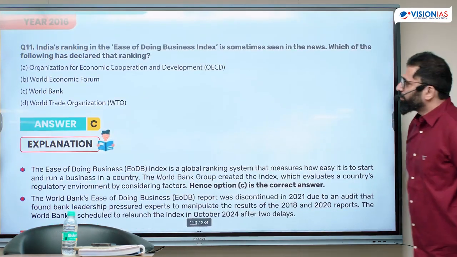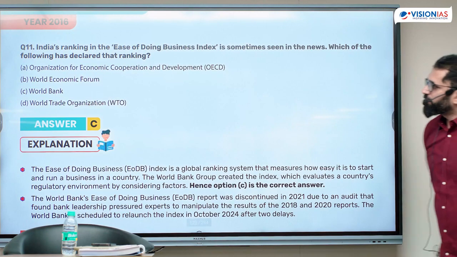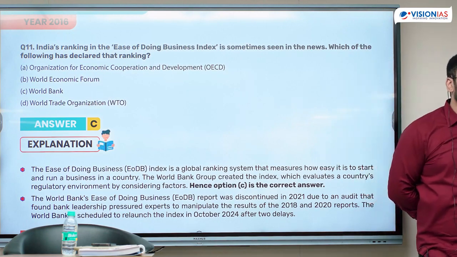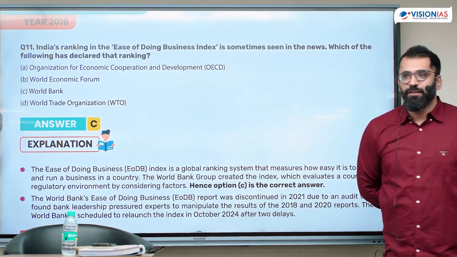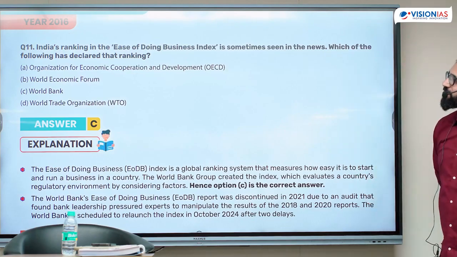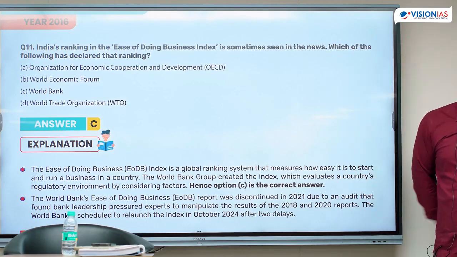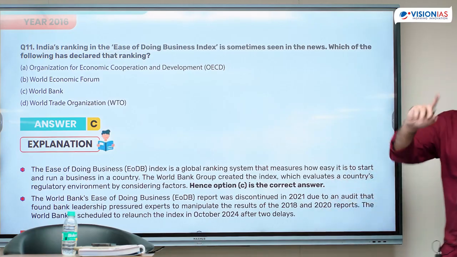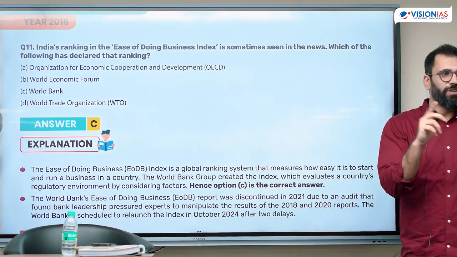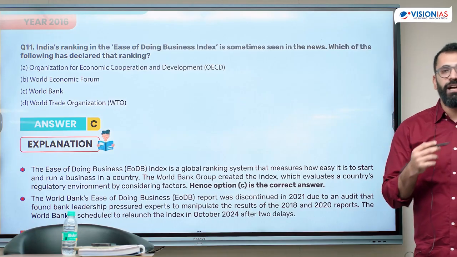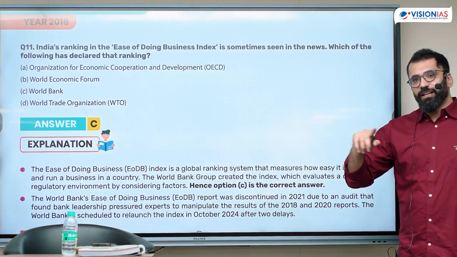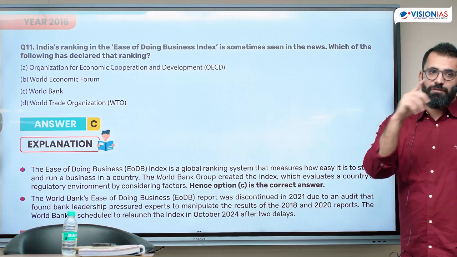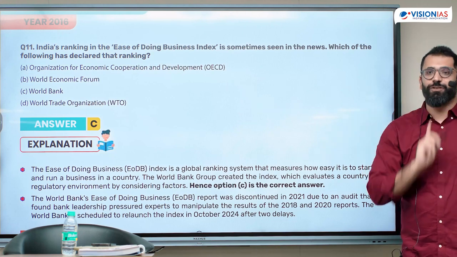India's ranking in ease of doing business index is sometimes seen in the news. Which of the following has declared that ranking? Ease of doing business is quite famous. It was World Bank. Why did they ask this in 2016? The moment the new government came in power in 2014, they said the Indian government has a lot of problems with regulations. So we need to improve the regulatory business. How will you do that? The government itself gave certain power to 10 different ministries which were tackling 10 indicators of ease of doing business.